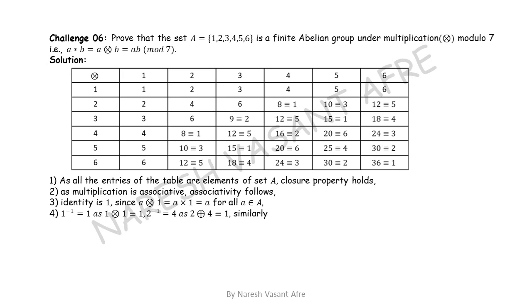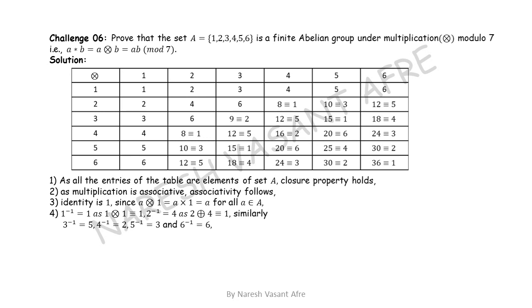That is, if you pick up any a in A, then you need to find another element b in A such that if you multiply a with b, then you should get 1. So here the inverse of 1 is 1 because 1 multiplied by 1 is 1. The inverse of 2 is 4 because 2 multiplied by 4 is 8, and 8 is congruent to 1 modulo 7. And the inverse of 3 is 5 because 3 into 5 is 15, which is congruent to 1, and so on. You can find the inverse of each and every term.